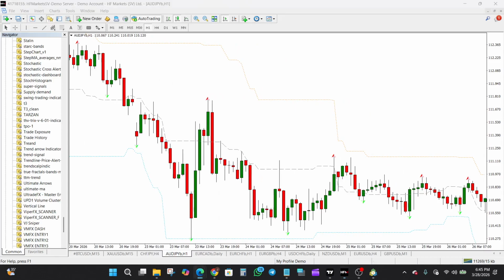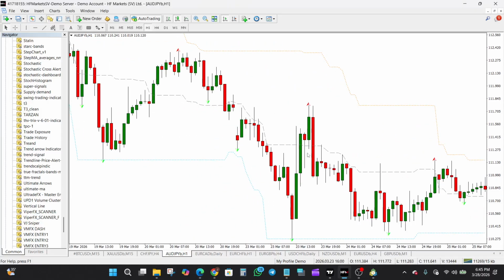Basically, this indicator employs a dynamic trading channel that displays fractals. So you can see the fractals being displayed. When you have the red fractal above your candlestick, it's a sell signal, and when you have the green fractal below your candlestick, it's a buy signal.